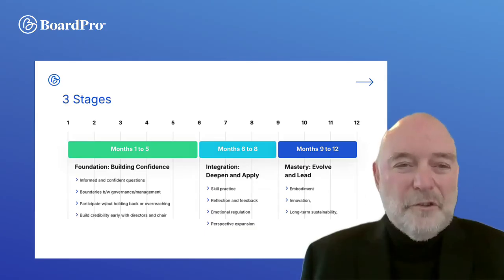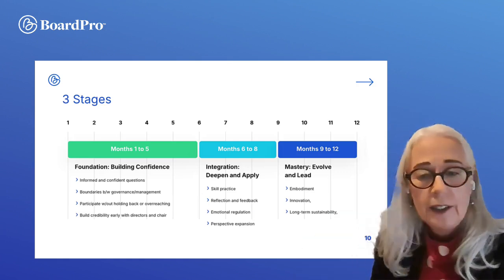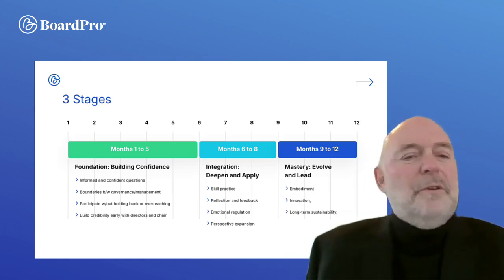And therefore, you need to put in the time so that you can be effective from day one. And it's the right thing to do. Let's not forget that one. It's the right thing to do. Yeah. Absolutely. Okay. Now, what I've got in here is 3 stages.